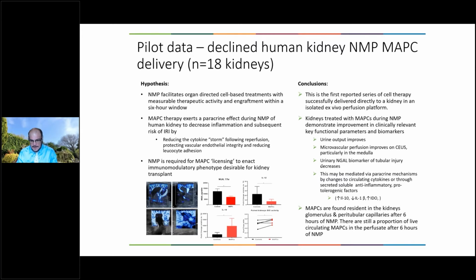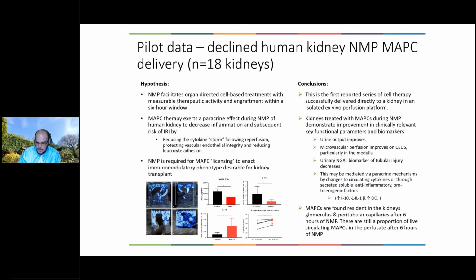And then this caused a variety of markers, both in the urine, where you saw NGAL, a marker of tubular injury, increase, as well as circulating factors, looking at pro-inflammatory, anti-inflammatory cytokines that suggests that this is inducing a more tolerogenic phenotype and making the kidney more receptive to surviving the transplant process.